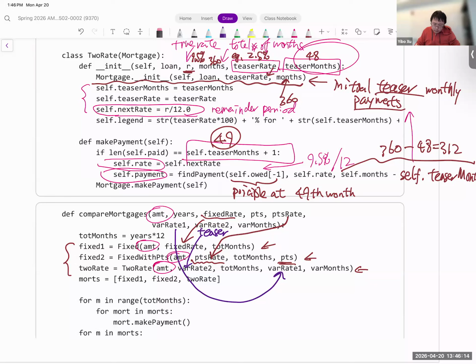Oh wait, which one is the teaser? Okay, the rate one is actually the teaser. If you look carefully enough, that's my teaser here. The teaser rate comes first, and after it come my teaser months.